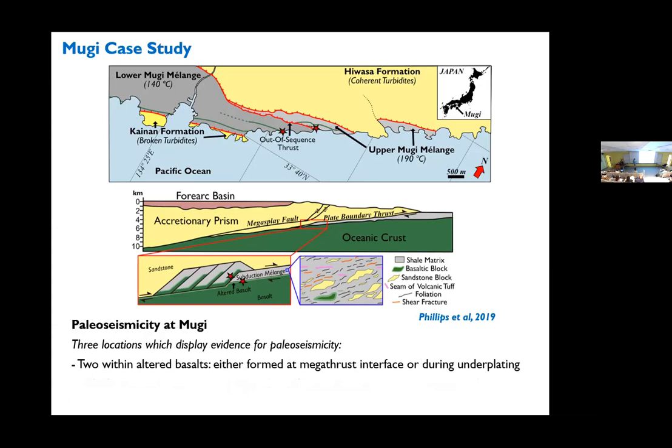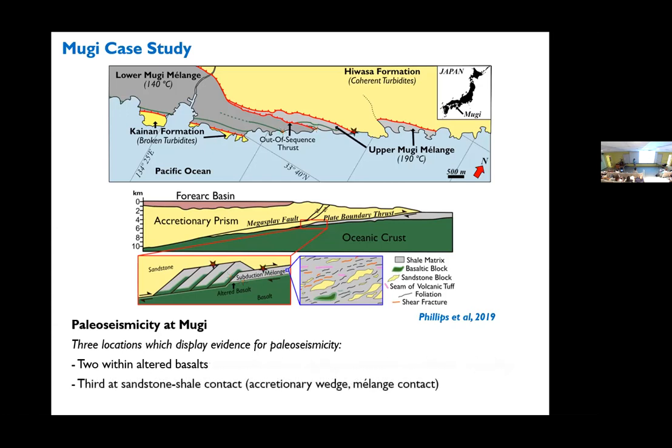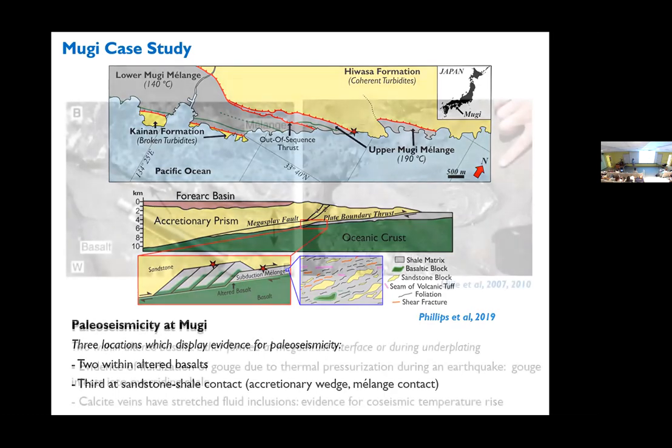So these 2 that are within the altered basalt either formed right on the plate interface or during this underplating process. I think it's more likely that they formed right on the plate interface. And the one that's at contact in the accretionary prism, it's happening somewhere in here, at this upper interface between the subduction melange and the accretionary prism.